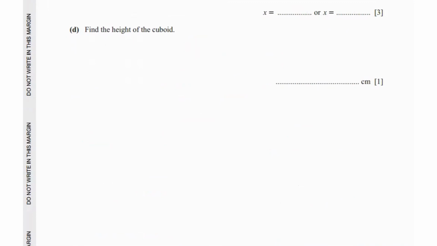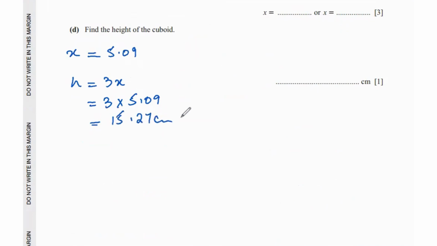We have to find the height of the cuboid. So obviously x cannot be a negative value, so we'll use x equals 5.09. Height of the cuboid will be 3x, so 3 times 5.09, which gives us 15.27 centimeters. That's the height.